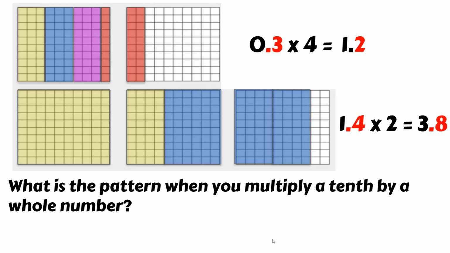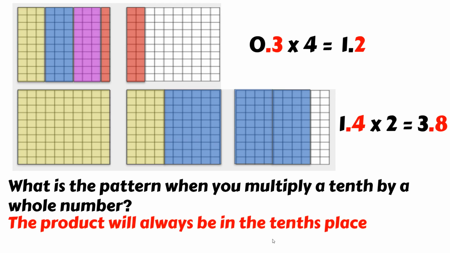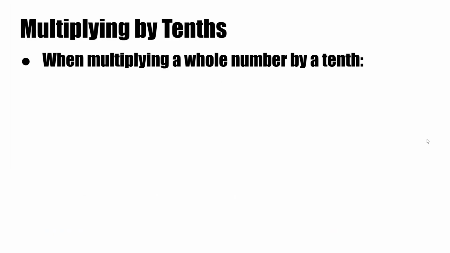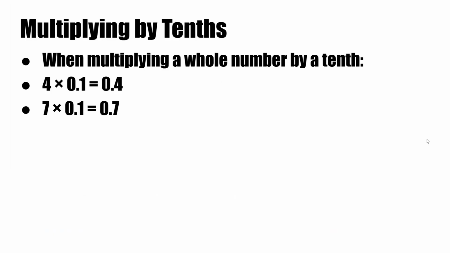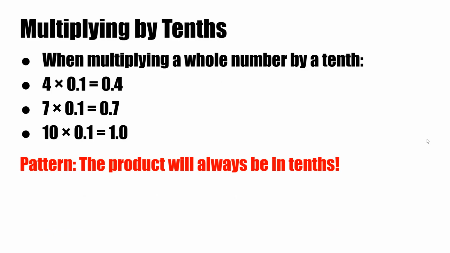So what is the pattern when you multiply a tenth by a whole number? We should notice that the product will always be in the tenths place. This 3/10 here is representing a whole number times the tenth, and then we have 2/10 in our product. 4/10 here times a whole number gives us a tenth in our product. Let's continue to see if we can see this pattern. When multiplying a whole number by a tenth, like these three examples here, the pattern is that the product will always be in the tenths.